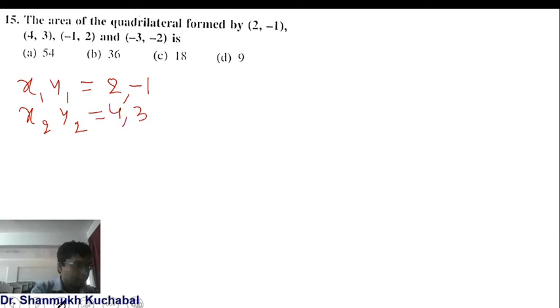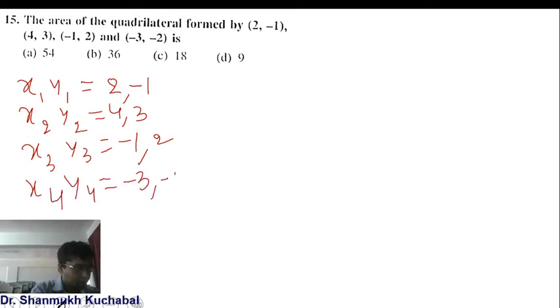The question is the area of a quadrilateral formed by the points. So 4 points are given. We have to take them serially as x1, y1, x2, y2, x3, y3 like that. So x1, y1 is (2, -1), x2, y2 is (4, 3), then x3, y3 is (-1, 2), and x4, y4 is (-3, -2).